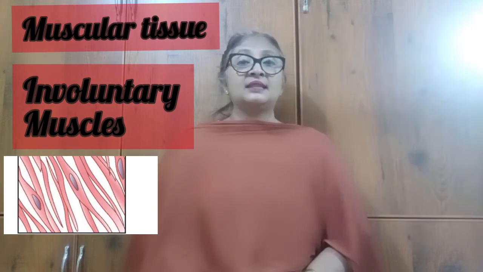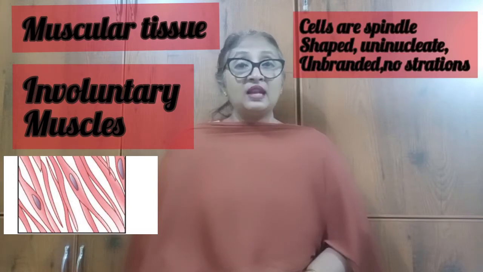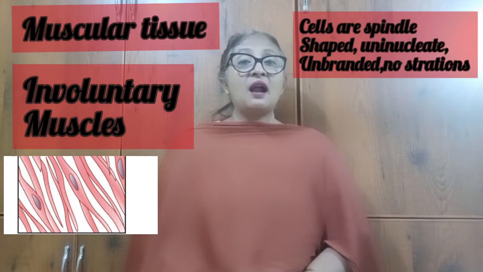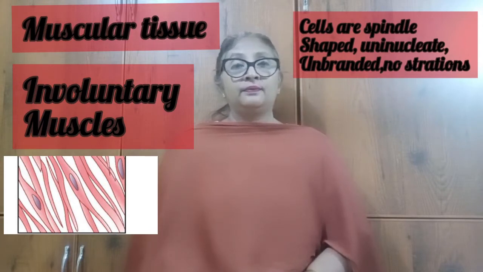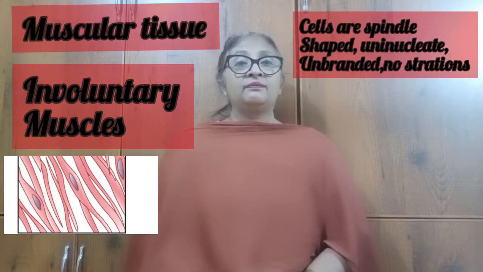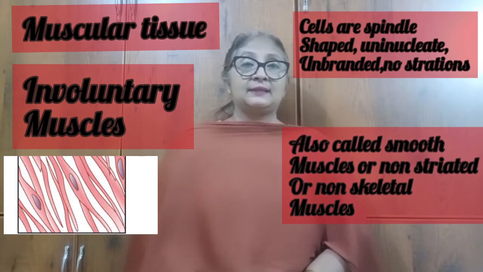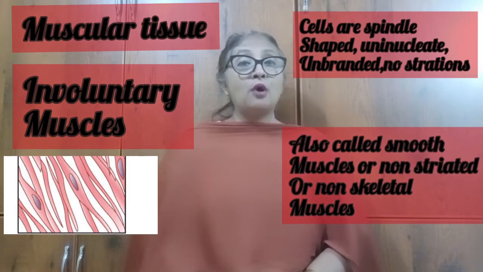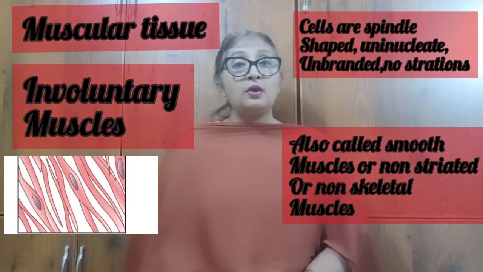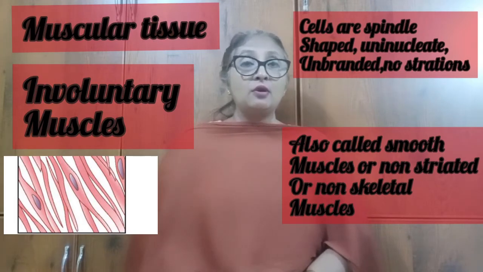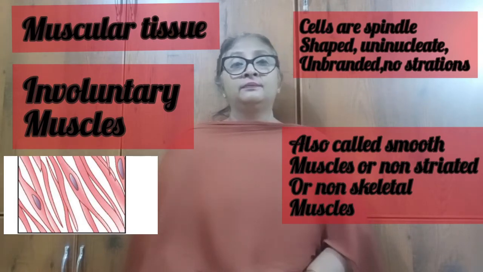These cells are spindle-shaped, uninucleate and unbranched. They do not have any striations. Therefore, they are also known as smooth muscles or non-striated muscles or non-skeletal muscles because they are not attached to the skeleton.